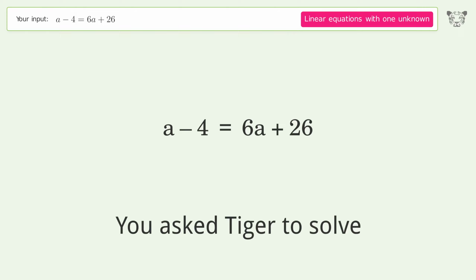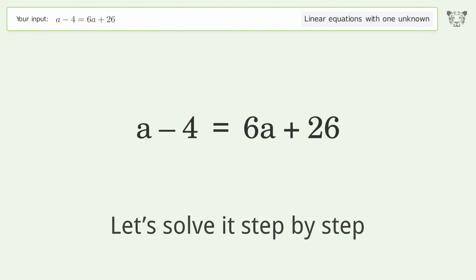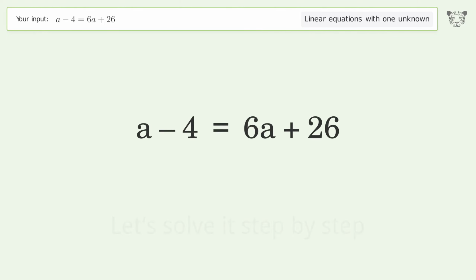You ask Tiger to solve. This deals with linear equations with one unknown. The final result is a equals -6. Let's solve it step by step. Group all a terms on the left side of the equation. Subtract 6a from both sides.